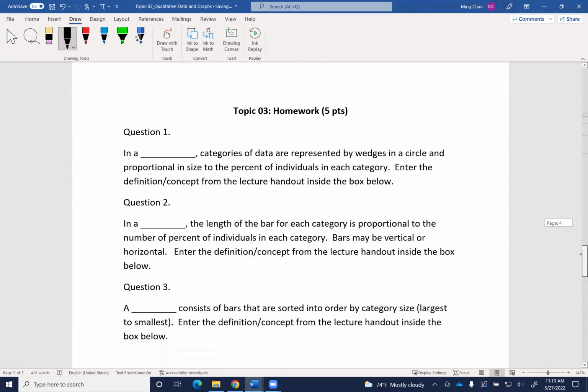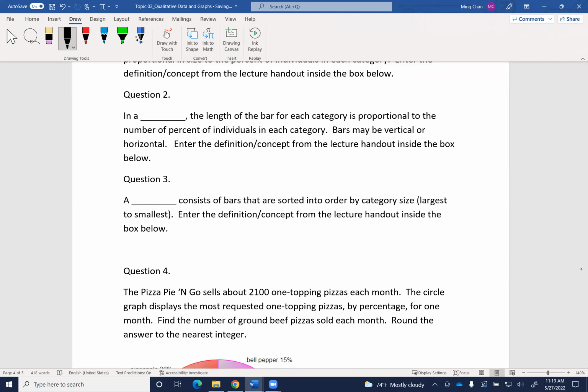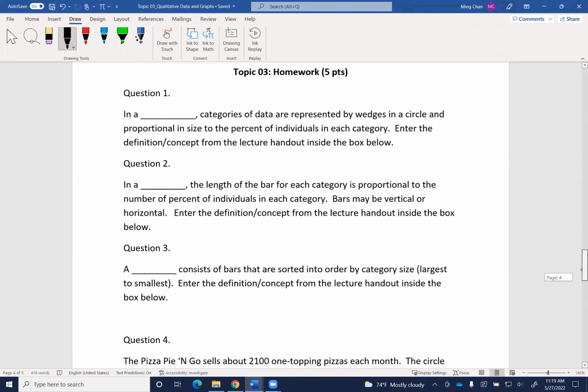All right, let's look at the homework. In a what are categories of data represented by wedges in a circle? In a what is the length of the bar for each category proportional? So in a bar graph, right? A what consists of bars that are sorted? A Pareto chart. So for questions 1, 2, and 3, you can find the answers in the handouts.